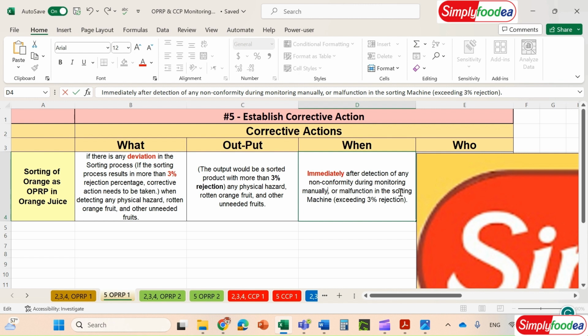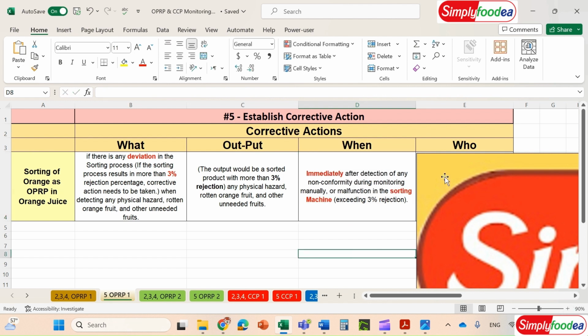And on the other side, if there is any malfunction in the sorting process or in the sorting machine, the machine must be under the umbrella of preventive maintenance, which we will see after that in the verification process, which is the third principle of the HACCP plan.